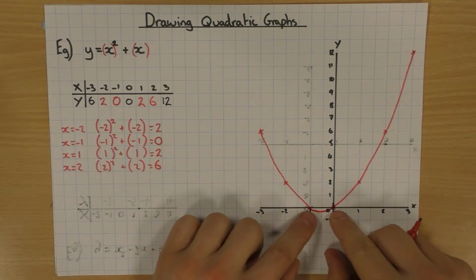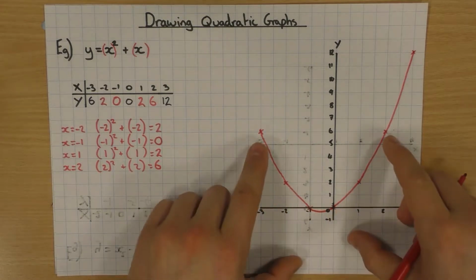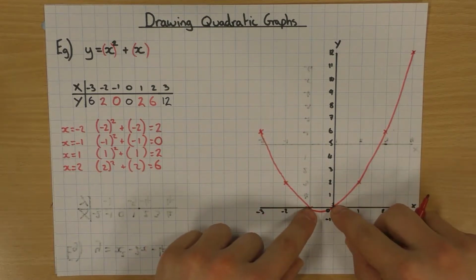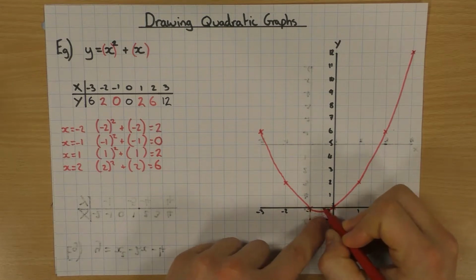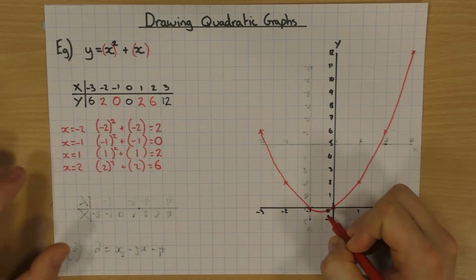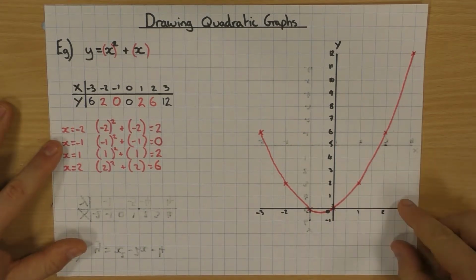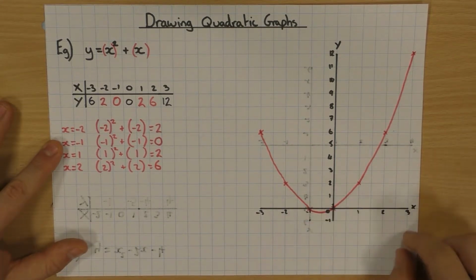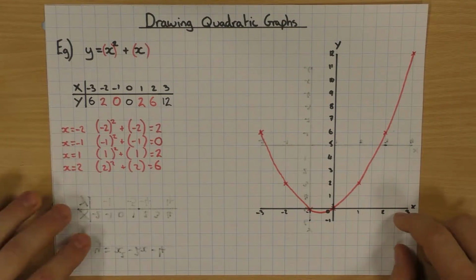And you can tell that these two won't be the minimum point of this, because you've got those two, those two, those two. So the actual minimum point is going to be in between these. It's going to be at minus 0.5, the minimum point of this particular graph, because it's in between those two points. Okay, so a couple of things there to watch out for.